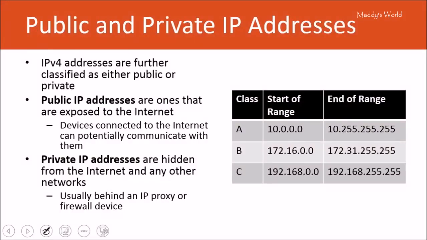Next, we've got public and private IP addresses. IPv4 addresses are further classified as public or private. Public IP addresses are just the ones that are exposed to the internet that anybody can see. And then private ones are hidden from the internet and any other networks. And so you've got private ranges here in this table on the right.